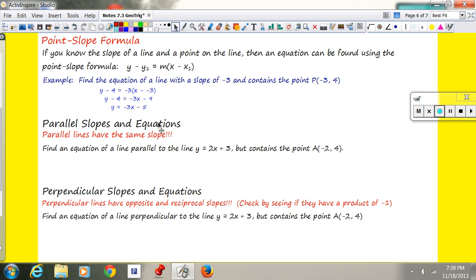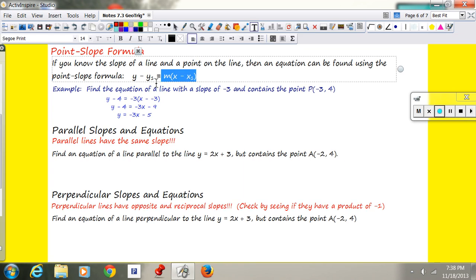Parallel slopes and equations. So it says find an equation of a line parallel to this line, y equals 2x plus 3, and goes through this point. I'm going to use the same equation. I'm going to take this y minus y, see if I can make this work.